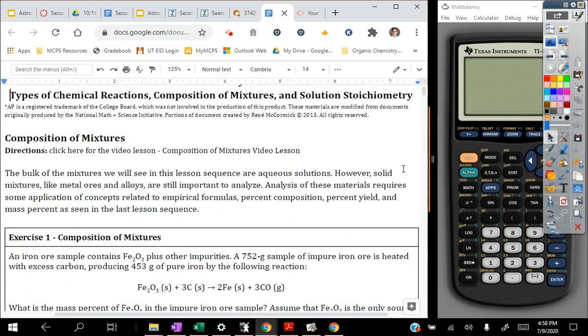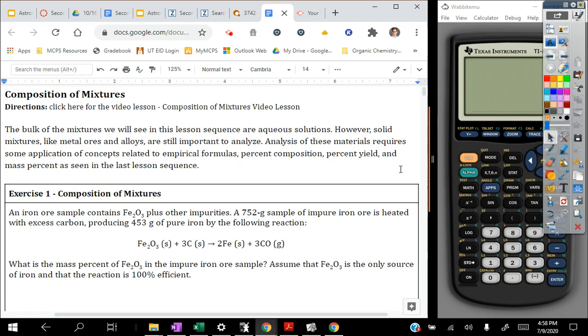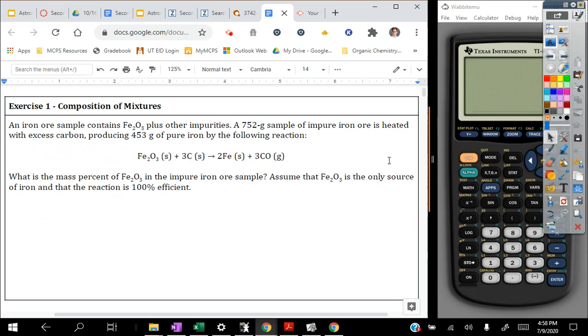The bulk of the mixtures we're going to see in this lesson sequence are aqueous solutions, meaning they are dissolved in water, therefore in the liquid phase. However, solid mixtures like metal ores and alloys are important to analyze as well. In the 2018 exam, I believe, there's a question dealing with iron ores where you had to essentially do what we're about to do. So it's good to teach. I do like throwing this in here just to make sure we're applying our stoichiometry skills, and then that way we're also familiar with the context of some of these questions that we'll continue to see.